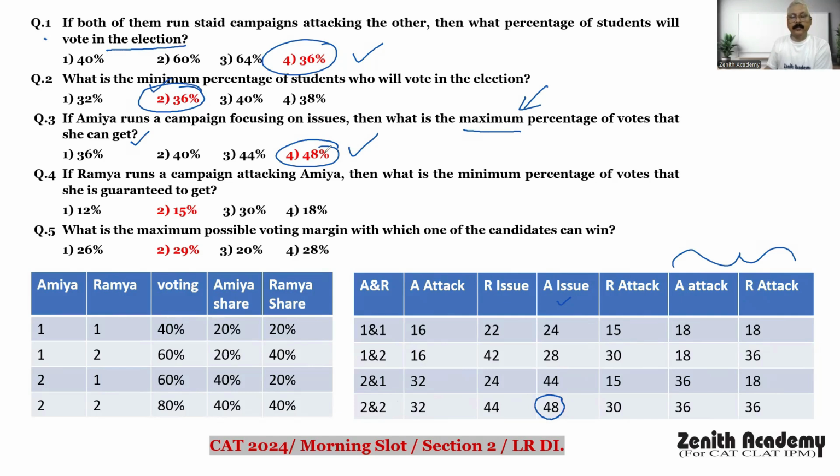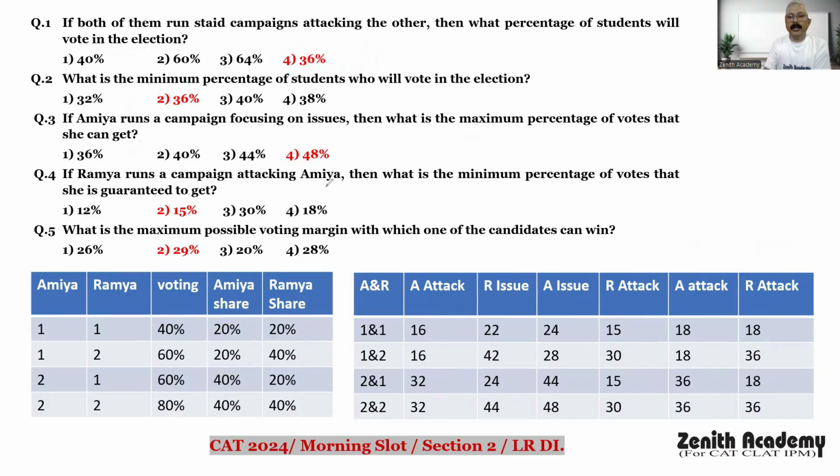Correct. Now see question number 4. Question number 4 is, if Ramya runs a campaign attacking Amya. Oh, okay, this is attacking. This piece. Ramya is attacking. Then what is the minimum percent of the votes that she is guaranteed to get?